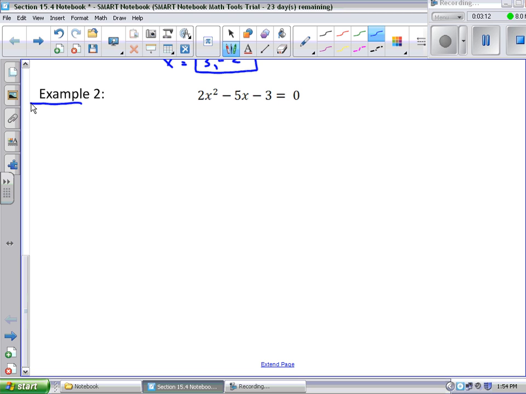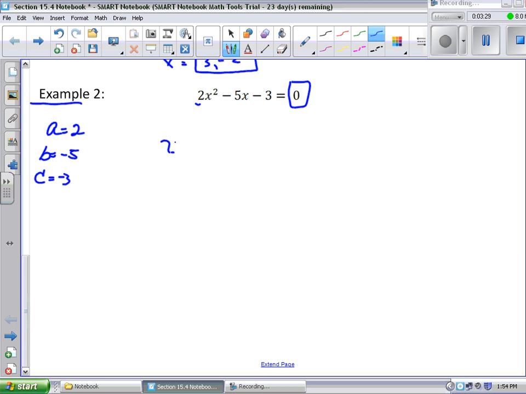Example 2. 2x squared minus 5x minus 3 is equal to 0. We have 0 on one side already, so we don't have to make any changes there. a is 2, b is negative 5, and c is negative 3.